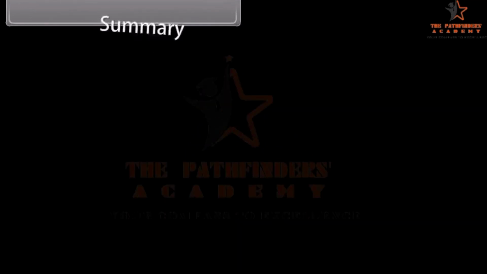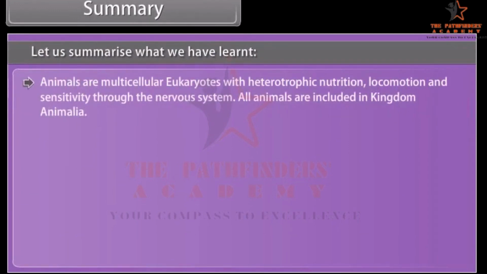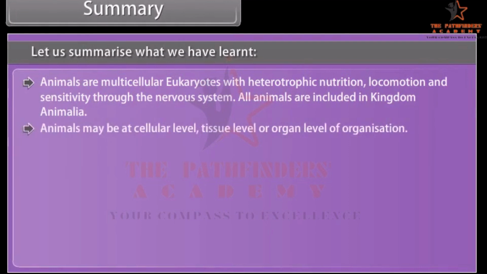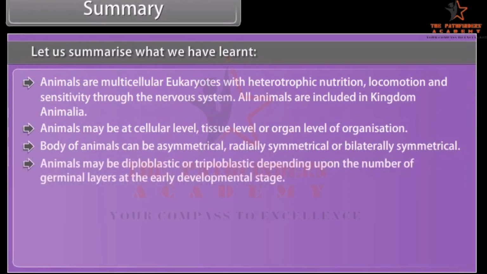Summary. Let us summarize what we have learned. Animals are multicellular eukaryotes with heterotrophic nutrition, locomotion, and sensitivity through the nervous system. All animals are included in Kingdom Animalia. Animals may be at cellular level, tissue level, or organ level of organization. Body of animals can be asymmetrical, radially symmetrical, or bilaterally symmetrical. Animals may be diploblastic or triploblastic depending upon the number of germinal layers at the early developmental stage.